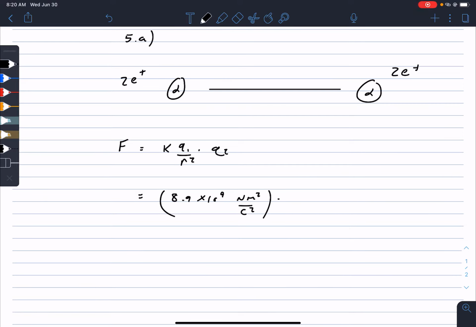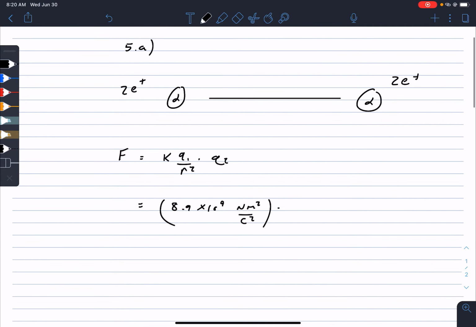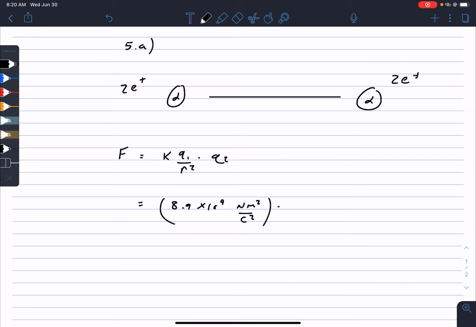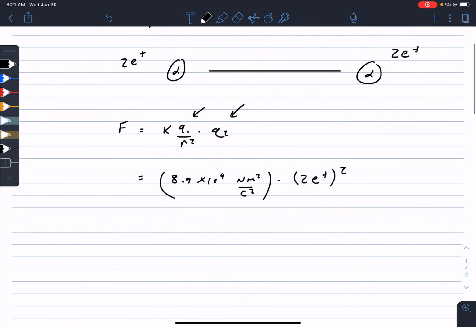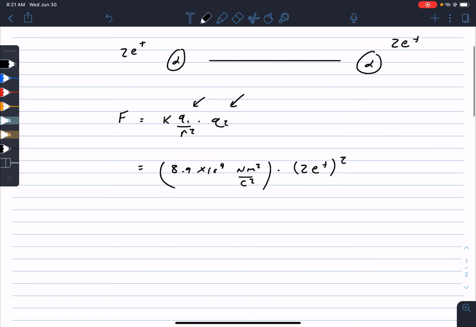So we have, our charge is two protons each, and we square that, right? Because we have one charge that's 2 protons and another charge that's 2 protons. Okay, and the distance then is 5 times 10 to the negative 15 meters, and that's also squared. So we plug this in.